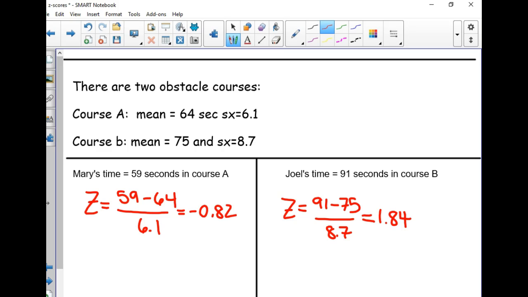Let's quickly list some things where it's good to have a negative z-score. Racing. Golf. Anything else?